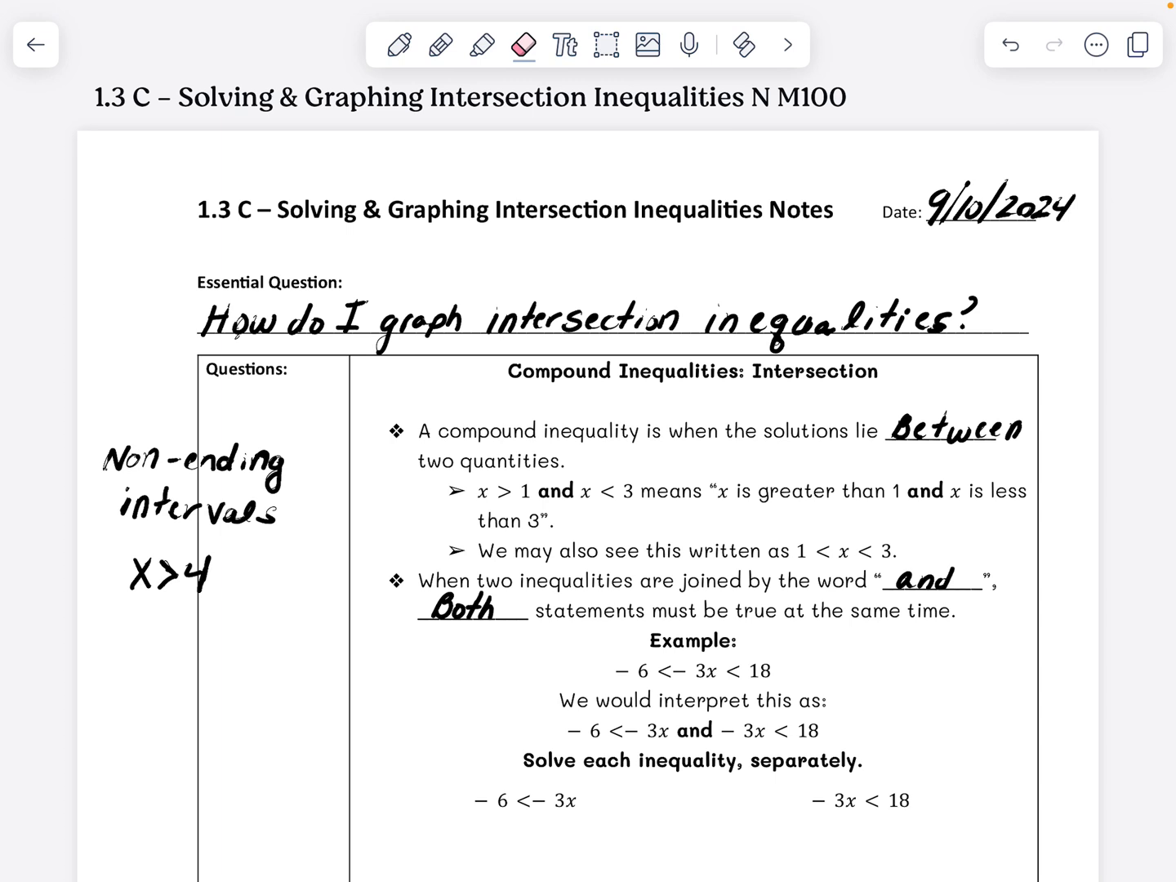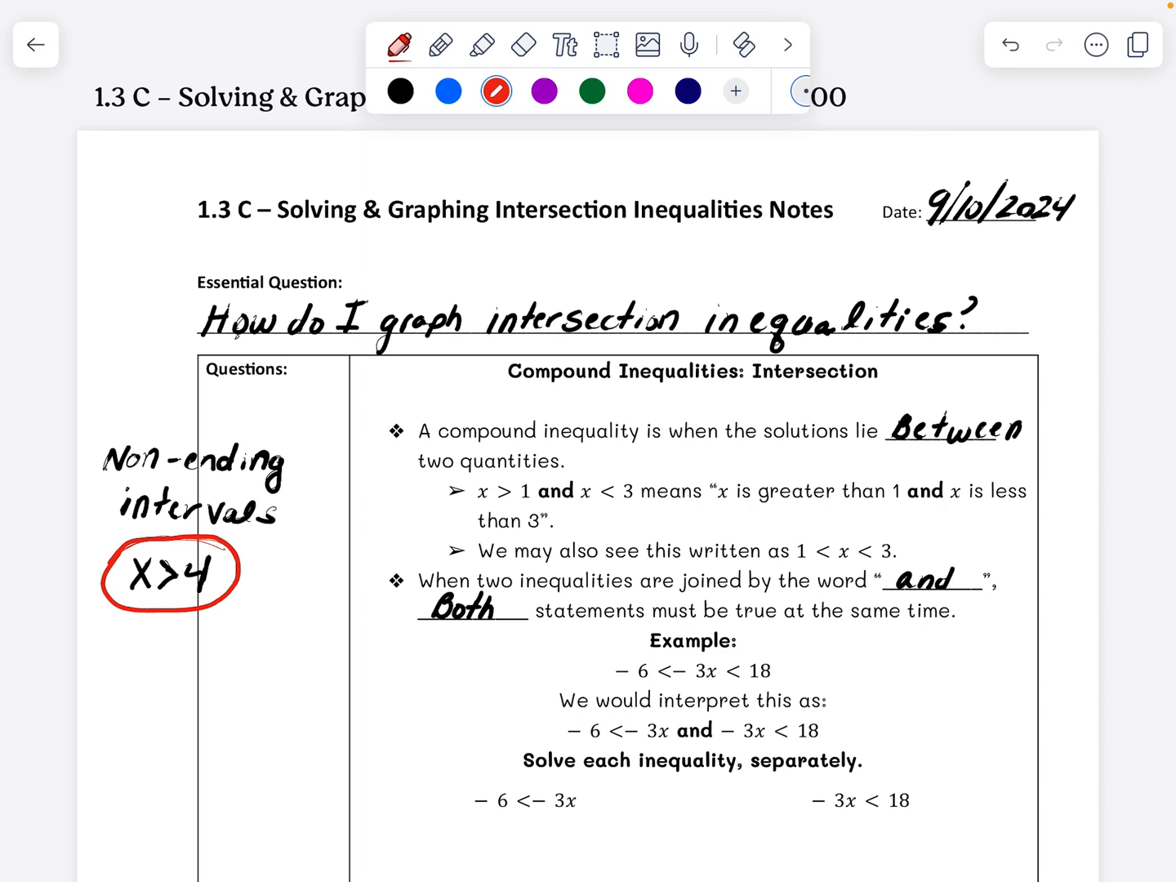So a compound inequality is when the solutions lie between two quantities. So far, what you've solved are non-ending intervals. On the previous assignments, you've gotten an answer like, for example, x is greater than 4, meaning all of the answers are greater than 4.